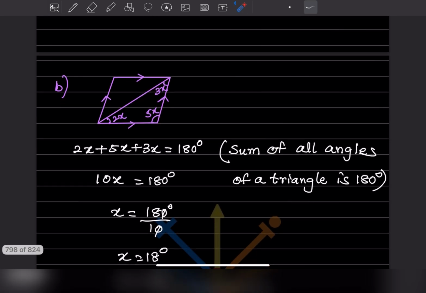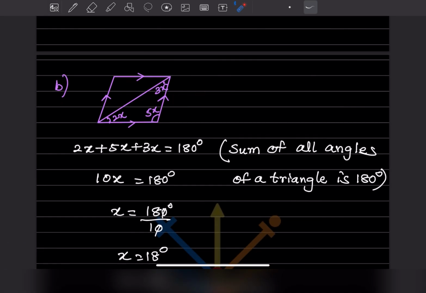Now this figure is given. From that we have to find the, here we can see everywhere there is x. So now what we can do, this is divided here. This is a triangle. So you know the sum of all angles of a triangle is 180. So you will add all these three. So that will be 2x plus 5x plus 3x, that is 180. So that is all written here.